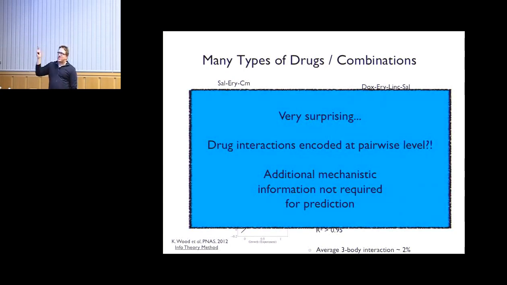So what this suggested to us, of course, we have to make a huge claim: drug interactions are encoded at the pairwise level. So at least for a large collection of antibiotics, this seemed to be true. Now what this means in practice is you don't need mechanistic information about every higher order combination of drugs. You do need to know how they interact in pairs. So far there's nothing we can do to predict that. But if you know that, there's no mechanistic information beyond that.